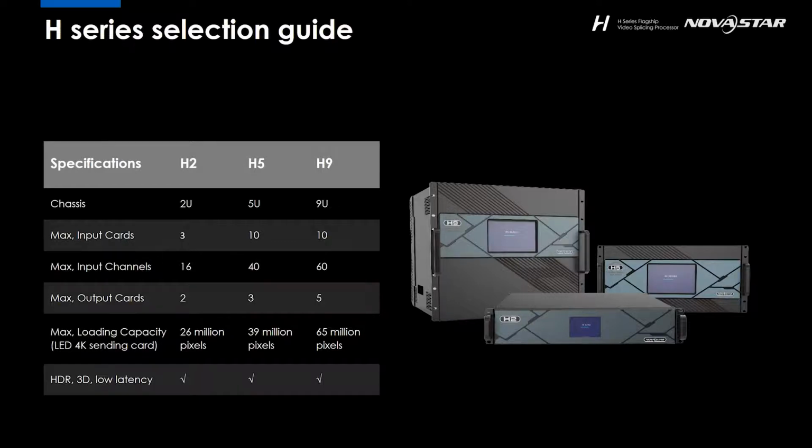As you can see in this chart, the maximum input and output cards also vary consistently with the size of the equipment itself. For example, H2 supports 3 input cards at most, while H5 or H9 supports up to 10. H2 supports 2 output cards at maximum, while H5 supports 3 and H9 5 respectively. And now let's go through them one by one.